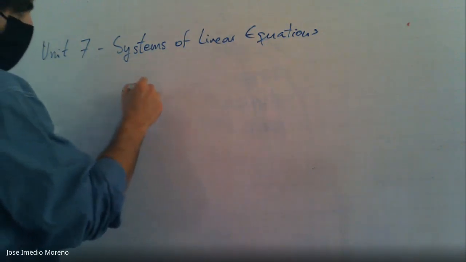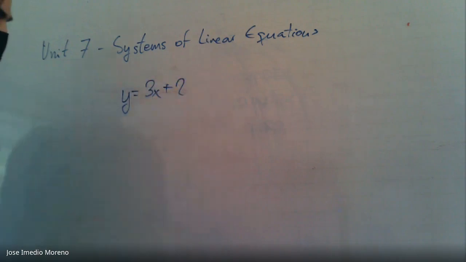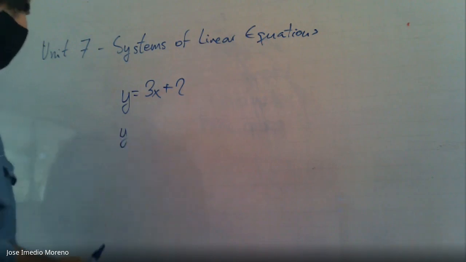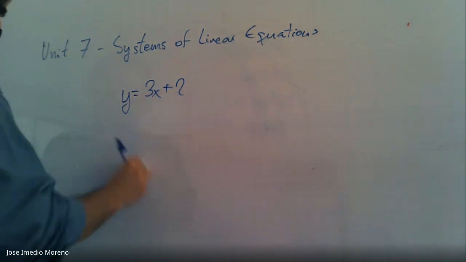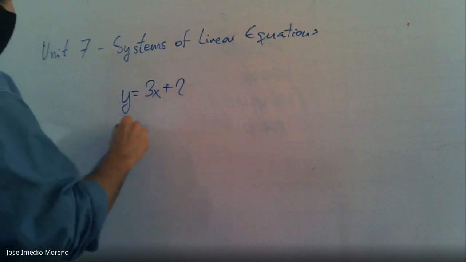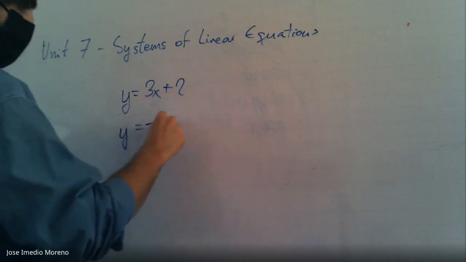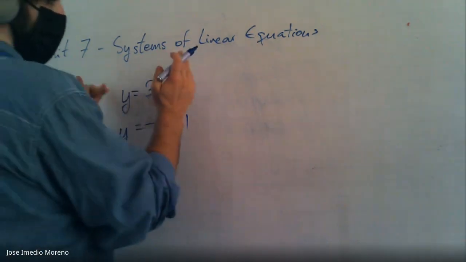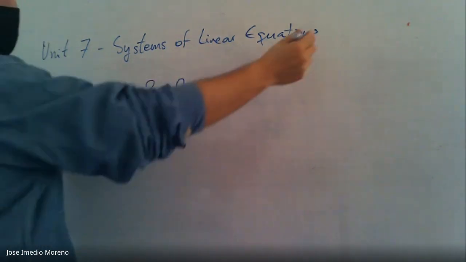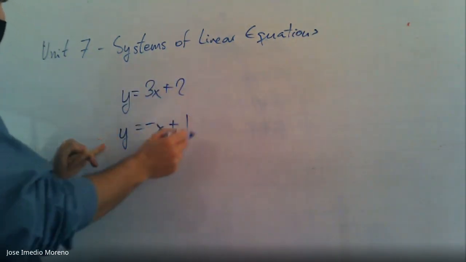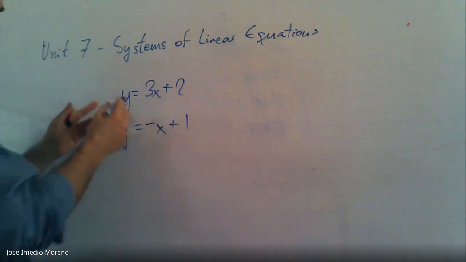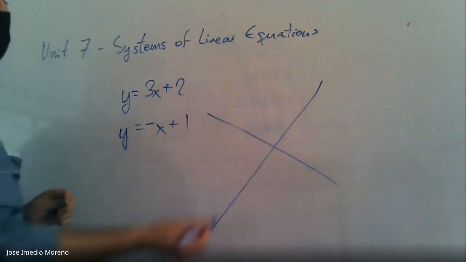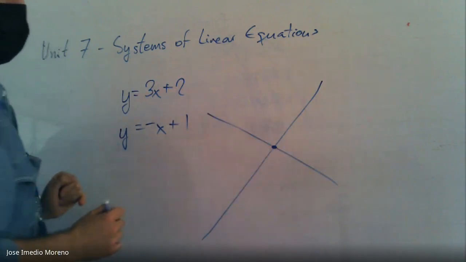An equation is something like this, and this is another equation. When we have one equation, this represents a straight line. This other equation represents a different line. This one is going to be something like this, and this one is going to be something like this, and at some point they will cross.